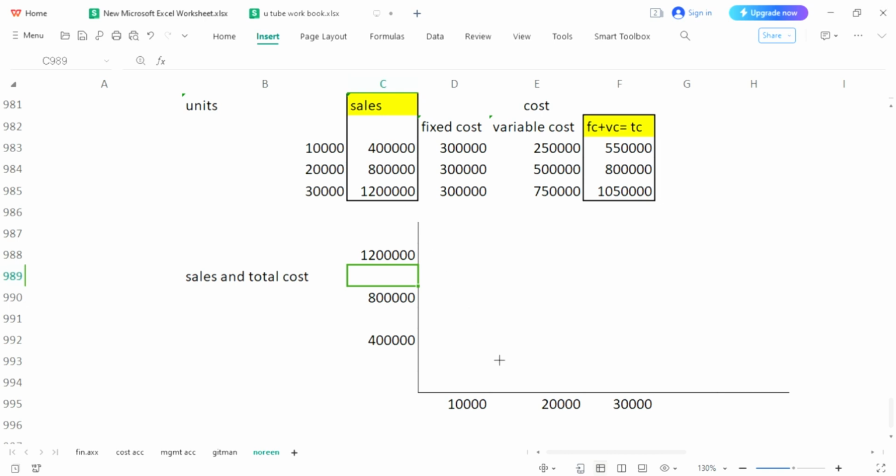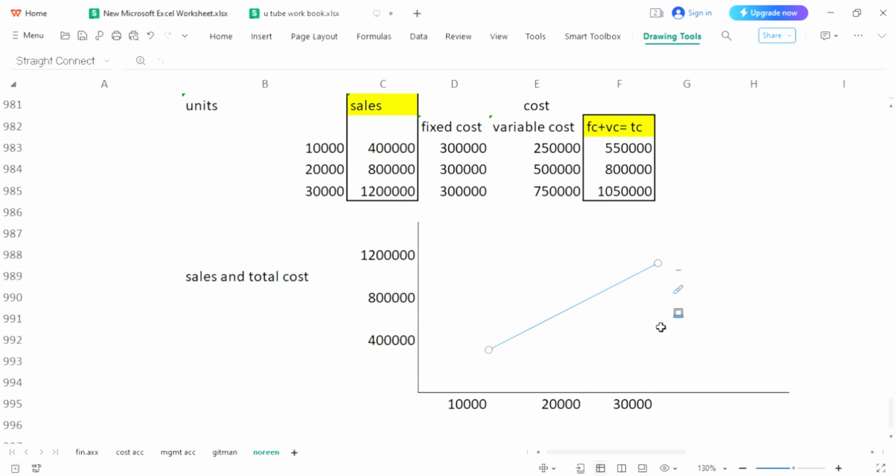And by increasing your number of units, your line will proceed in a positive way to the next level. You can see for 30,000 it is 1 lakh 20,000. So this line would be used like this, and that would be considered as your sale price. And again, you will be choosing a second line.